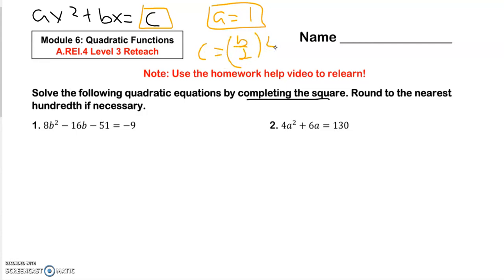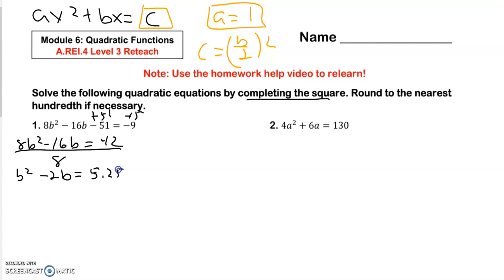So taking a look at this first one, I need to make sure I have C by itself. So what I'm going to do is add 51 to both sides, and I get 8b squared minus 16b equals 42. Then I have to divide by 8 because I need to get b squared only to a 1, and I get 5.25.